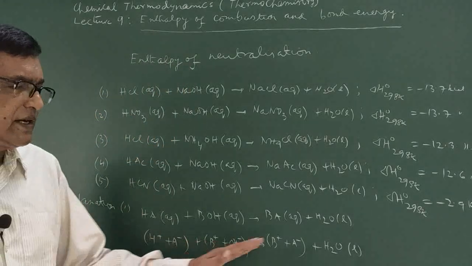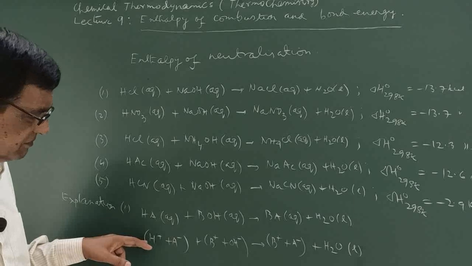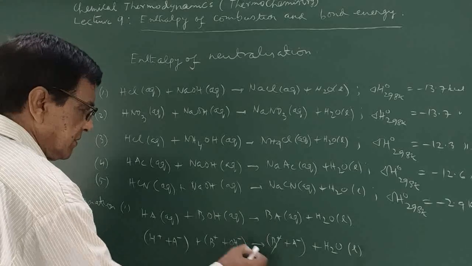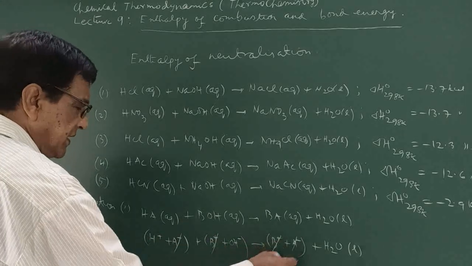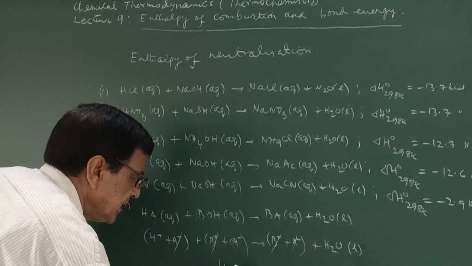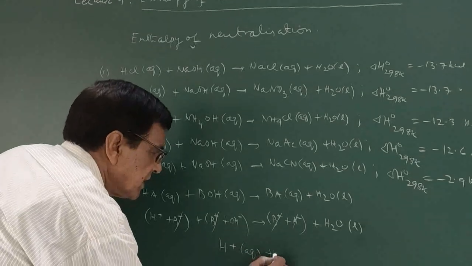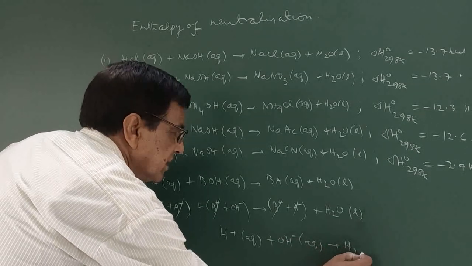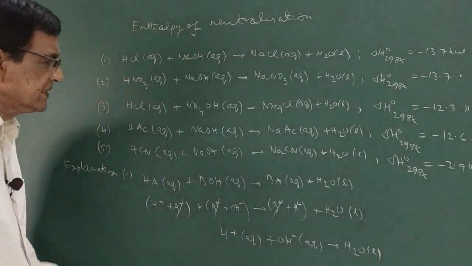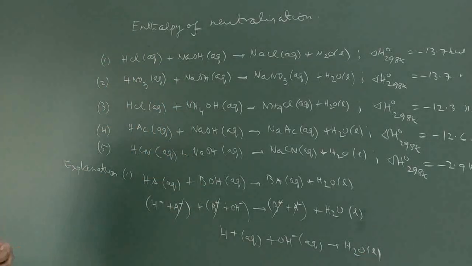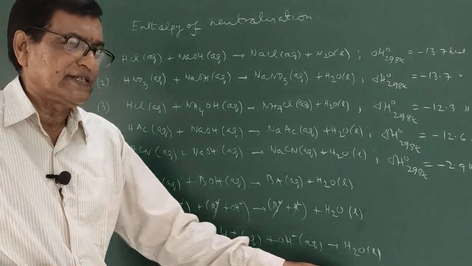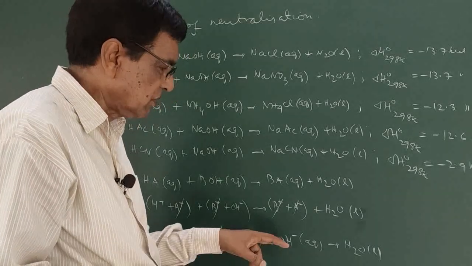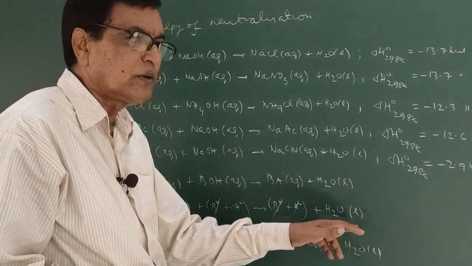If we cancel the terms of this chemical equation like algebraic equations, then B plus and B plus cancel, A minus cancels, so it becomes only H plus aqueous plus OH minus aqueous, giving water liquid. Since in all strong acid, strong base neutralization cases, this is the main reaction: 1 mole of hydrogen ion in aqueous solution reacts with 1 mole of hydroxyl ions in aqueous solution, giving 1 mole of water.